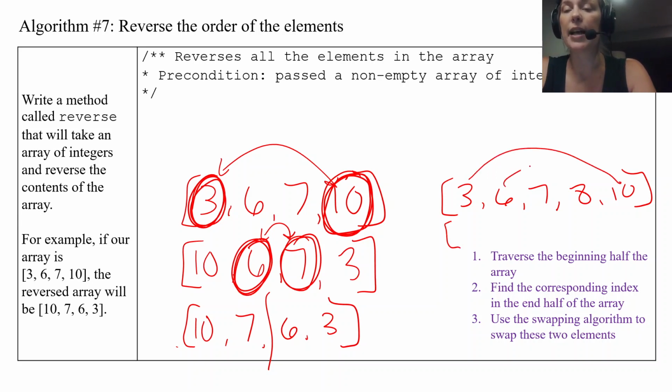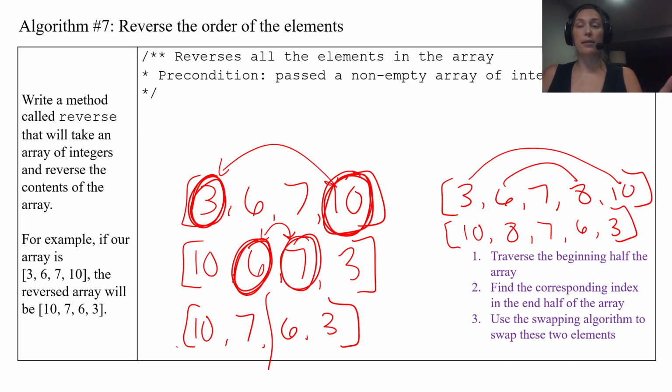You swap the 3 with the 10, swap the 6 with the 8, and you just leave the 7 where it is, and you've reversed the array, right? Okay, so this works with an even number of elements or an odd number of elements. You just want to go through half of the array, switch the first with the last, and then move in 1, move in 1, move in 1.